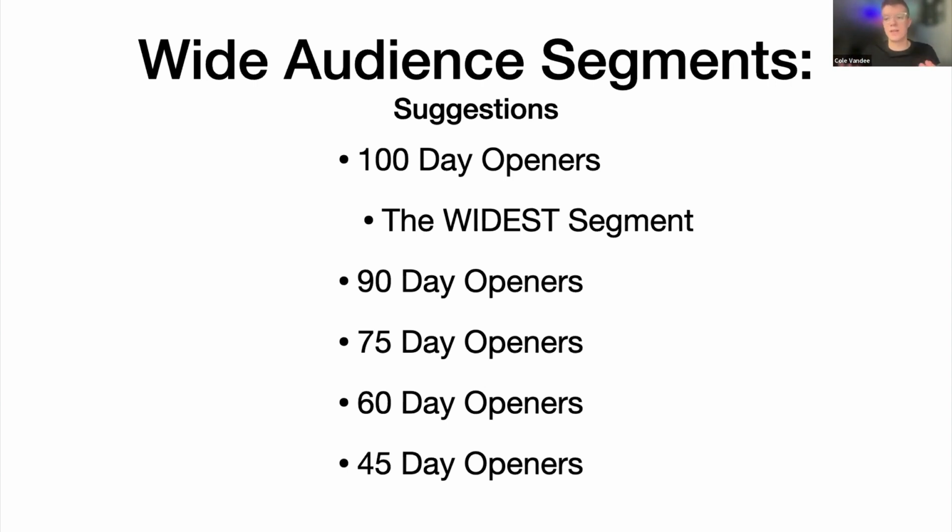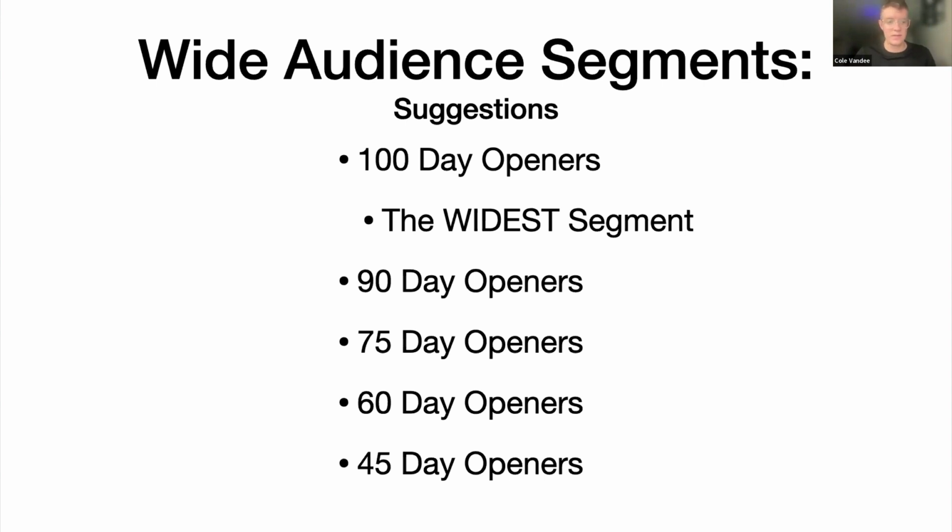Because there's a risk level associated with them. It's riskier to email people that haven't opened for 100 days than it is to email people that have opened in the last 45 days. Someone that's opened in the last month and a half, 45 days, is much more likely to open your email than someone that hasn't opened your email in 3 months. So give me a 2 if this makes sense.